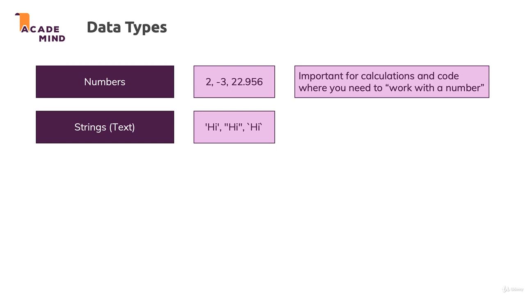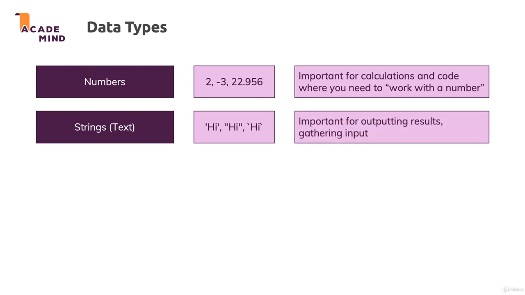You can use whatever you want, you just should be consistent, though the third option here, the backticks, that's kind of special. I'll come back to what's special here later. For the moment, use either single quotes or double quotes. And then again, be consistent and always use that. So that would be important for outputting results, for gathering user input, for showing messages, things like that.